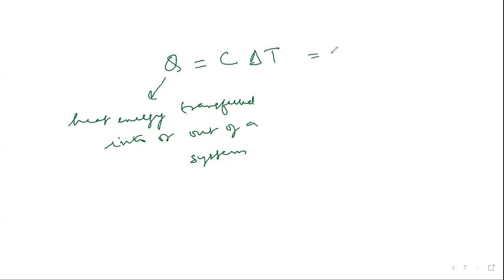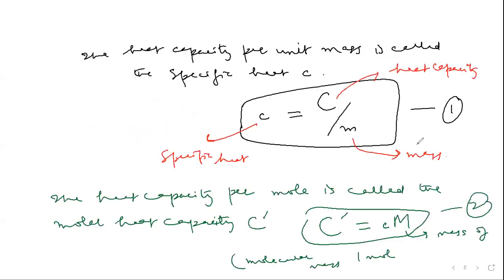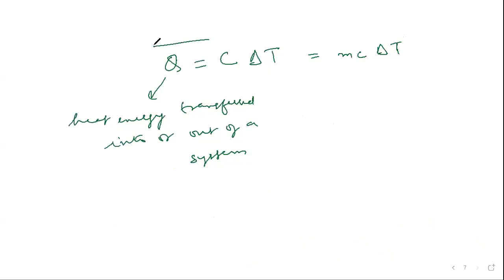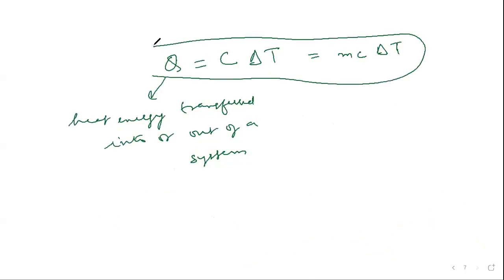You can write this relation as you can replace capital C by mass of the system under consideration times the specific heat into delta T. You simply use this equation 1. Capital C can be written as mass times small c. I name it equation 3. This is also an important equation which we use. What is it? Q is equal to mc delta T.